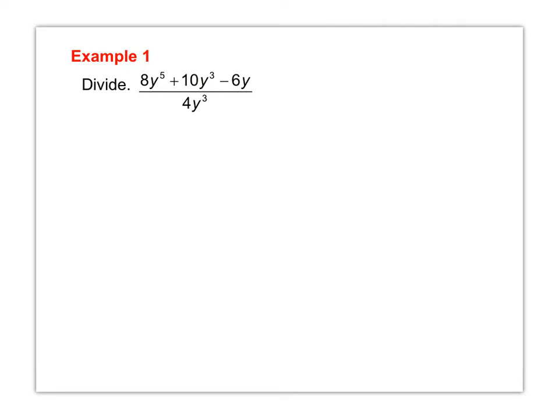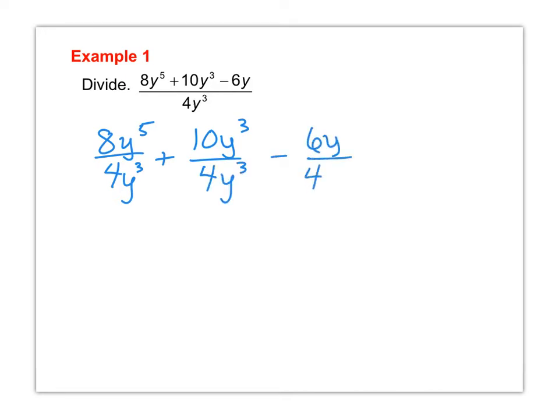Let's try this example. Divide the polynomial in the numerator, 8y to the 5th plus 10y to the 3rd minus 6y. Divide that by 4y cubed. Dividing by a monomial, you separate this into 3 different division problems. The first term, 8y to the 5th divided by 4y to the 3rd, plus 10y to the 3rd divided by 4y to the 3rd, minus 6y divided by 4y to the 3rd. We're dividing each term by 4y to the 3rd and simplifying each quotient.